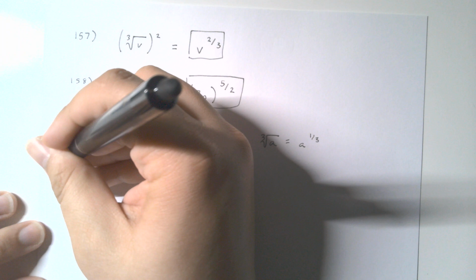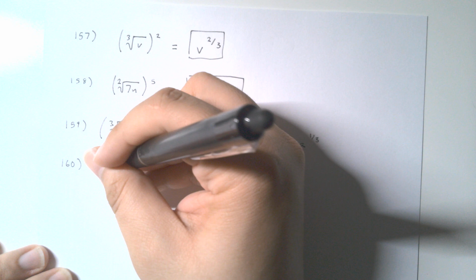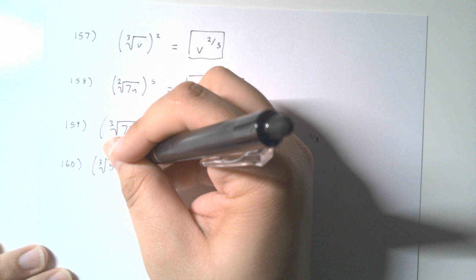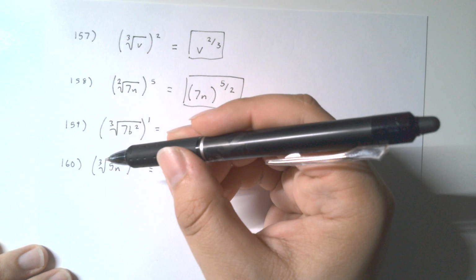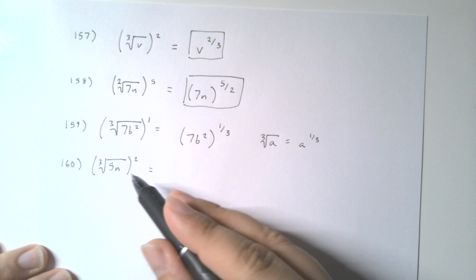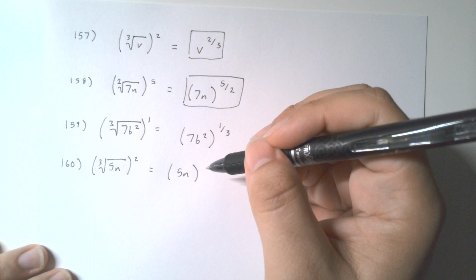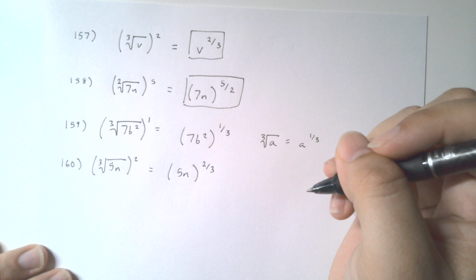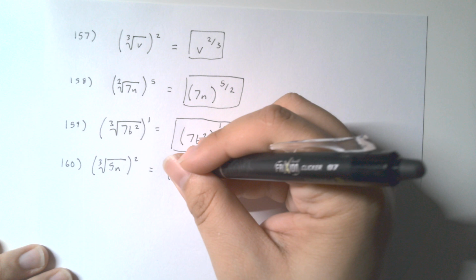For number 160, we have the cube root of 5n, and this is all squared. This one's nicer because it's easy to identify what the denominator and numerator are going to be. Whatever we have inside the radicand, 5n, is going to be raised to the power of 2 over 3. And this is our final answer for 160.